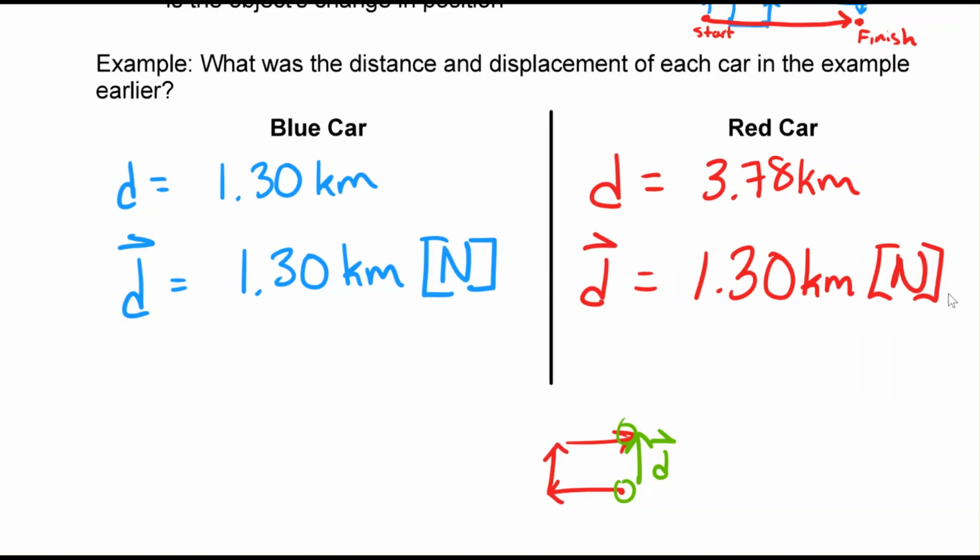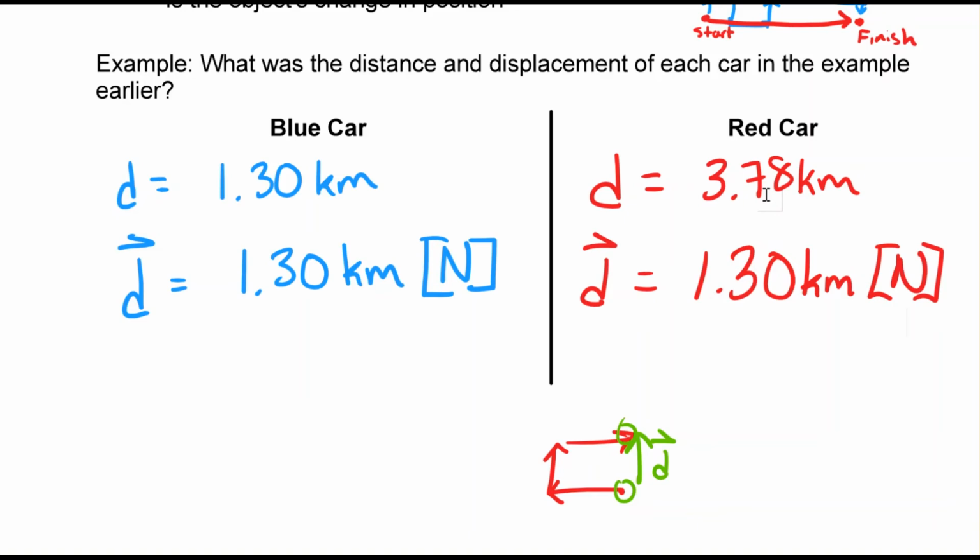And so which of these cars covered more ground? Well, the red car did. But which of these cars had the greatest displacement? That was one of the questions I asked you earlier. Which of these cars had the greatest displacement? Well, they had the same displacement. It doesn't matter how you get there. Displacement only cares about where you started and where you ended up.